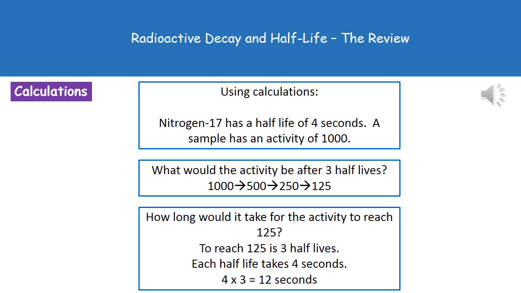So we start off with our 1000 activity, half of that is going to be 500, so that's 1 half-life, half that again is 250, 2 half-lives, and then 3 half-lives takes us down to 125.